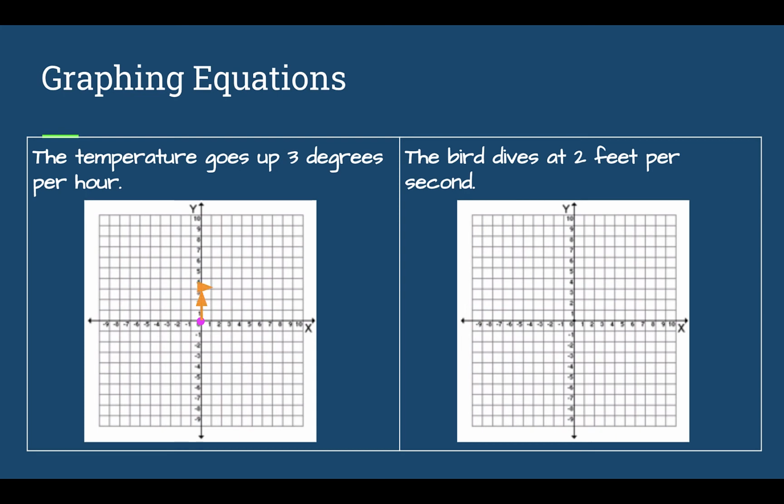So I would go up 3 over 1 hour, plot my dot, graph my line, and I can see as my time increases by an hour, my temperature goes up 3 degrees. So 2 hours, 6 degrees. 3 hours, 9 degrees. Pause the video and try to figure out what your graph would look like for this context.